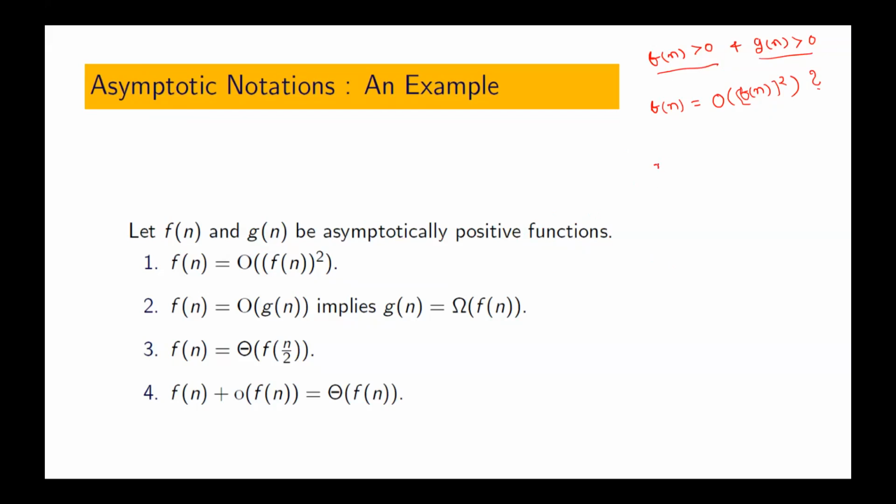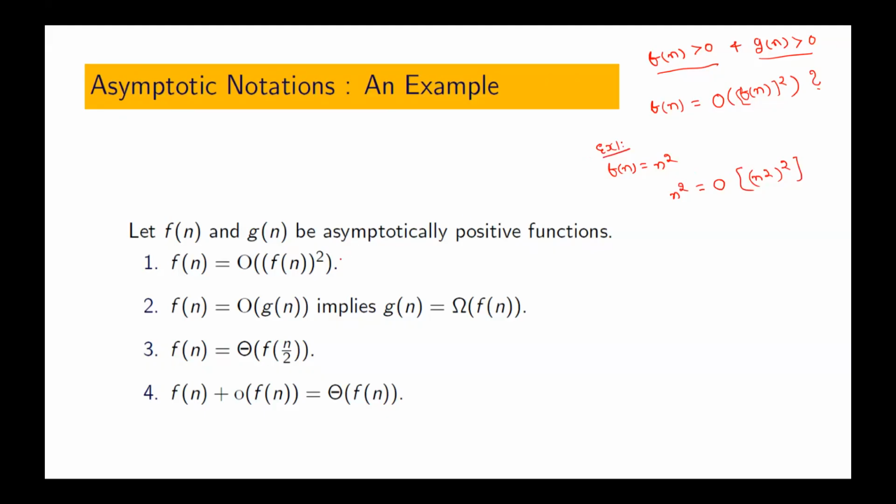If I take, for example, f of n as n square, then it is clear that n square is always positive, and it is big O of n square. Is it true? Yes, it is true. I am not saying whether the statement is true or not, we don't know. For this example, it is true.